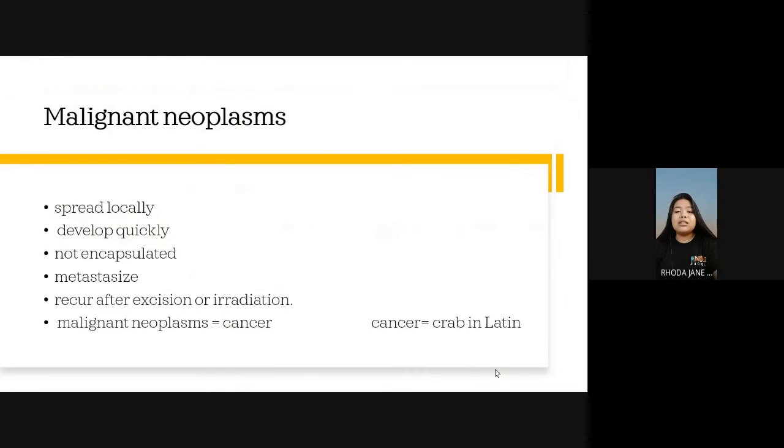On the other hand, malignant neoplasms are dangerous because they spread locally, develop quickly, are not encapsulated, metastasize to other areas of the body, and recur after excision or irradiation. Also, cancer is a term used to describe malignant neoplasms. Cancer is derived from Latin and means crab because malignancies cling to any area of the body they grasp with a persistent grip, much like a crab.